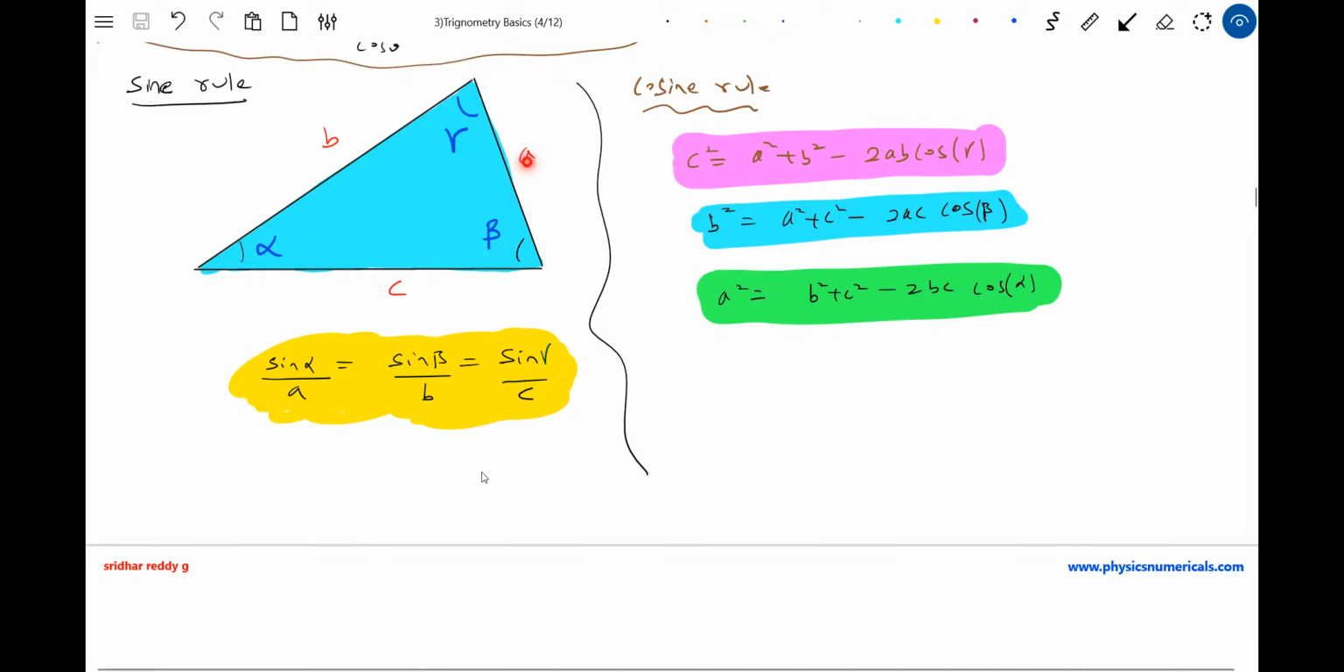Similarly, what is the length of this side A? A square is equal to B square plus C square minus 2BC cos of the angle between these two sides, that is alpha. So with a right angle triangle, we have sine theta, cos theta, tan theta. If it's not a right angle triangle, we go for the sine or cosine rule. So that's one basic dealing with the trigonometric identities. Okay, we'll go further.